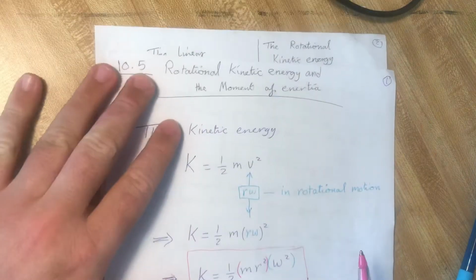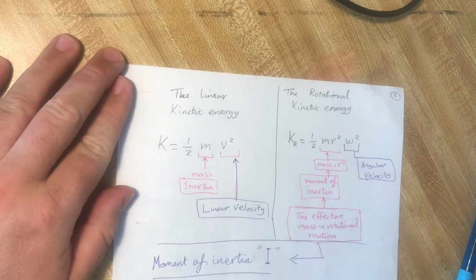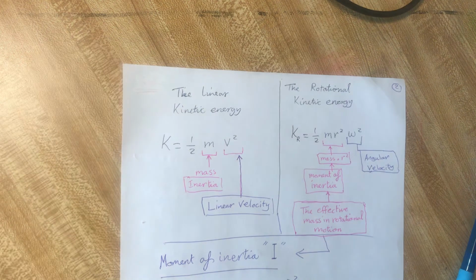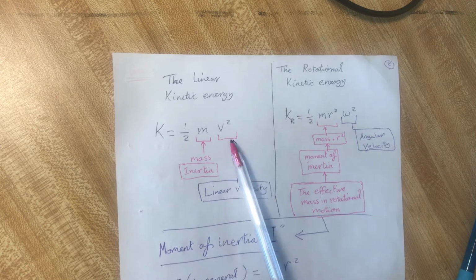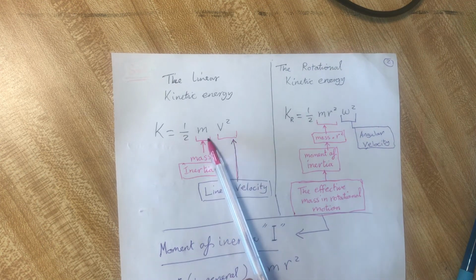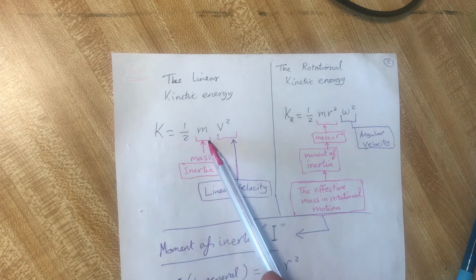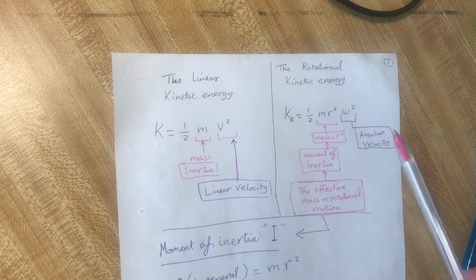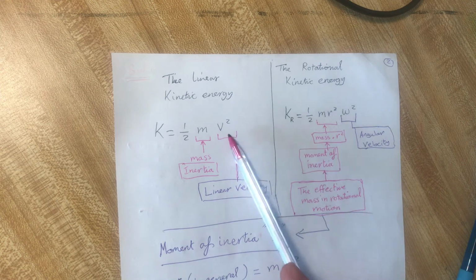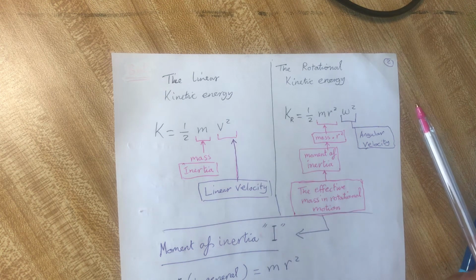Let us now look again at our formulas. For linear kinetic energy, we have K is equal to half m multiplied by v squared. Half is a half. M is the mass or the inertia. It is an ordinary mass. The v is the linear velocity. It is easy to understand.